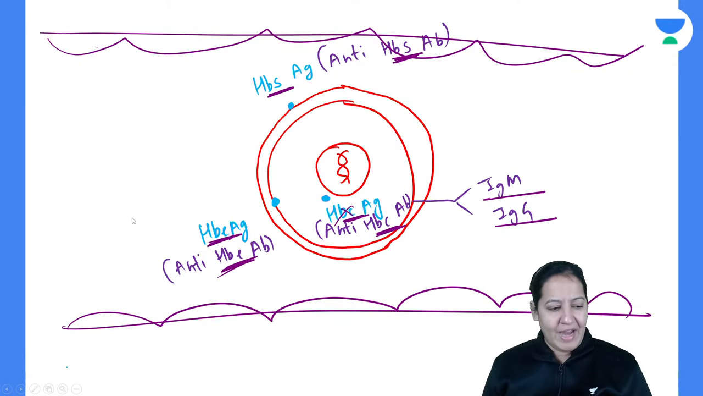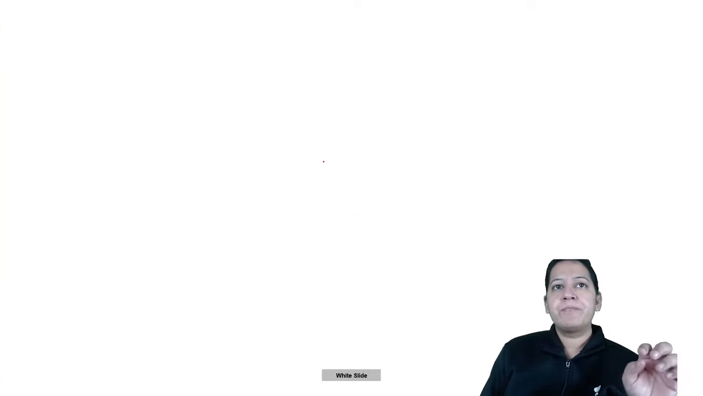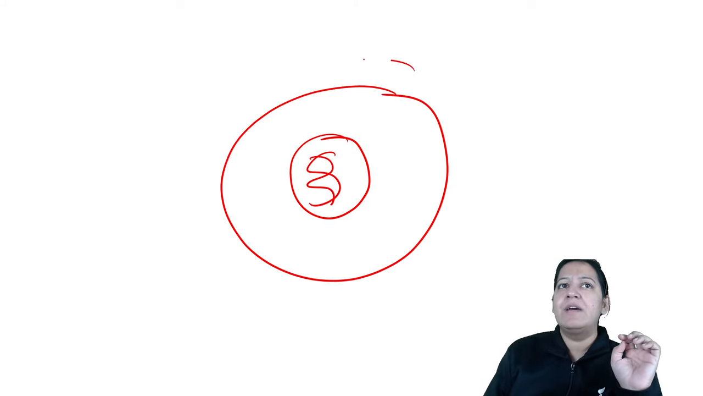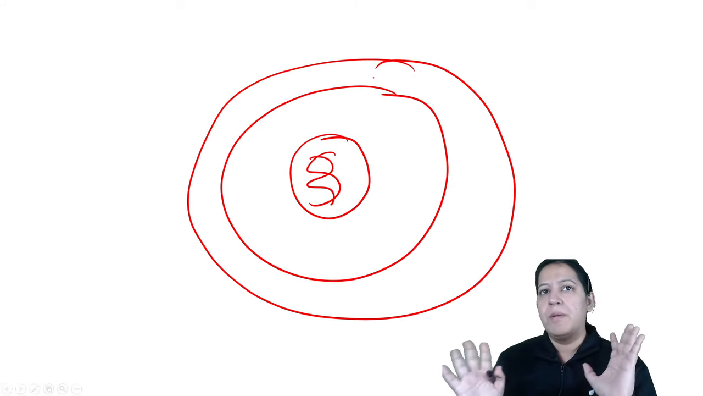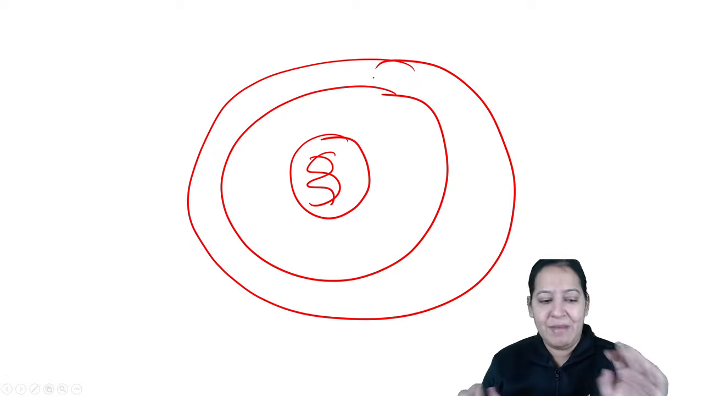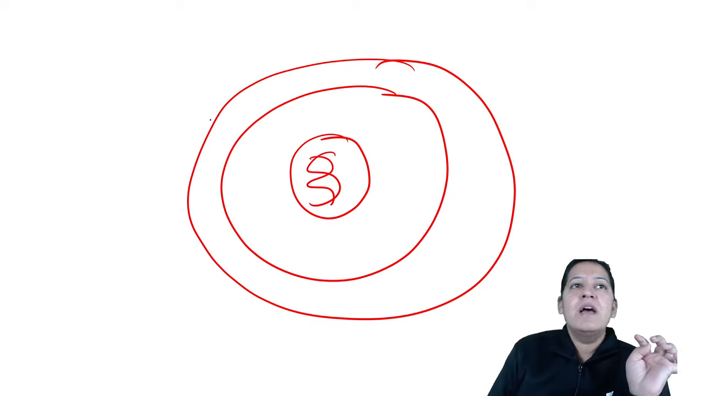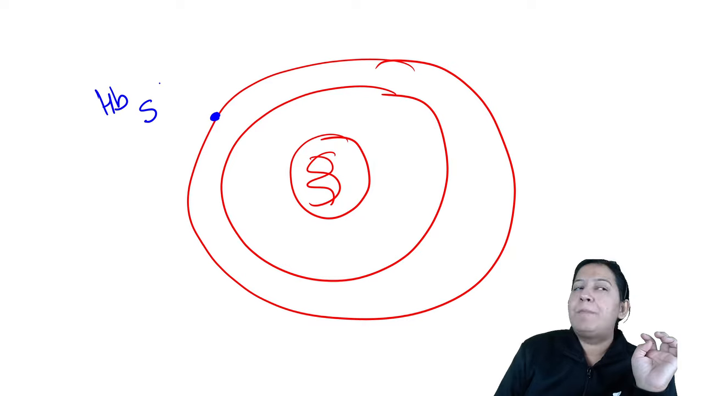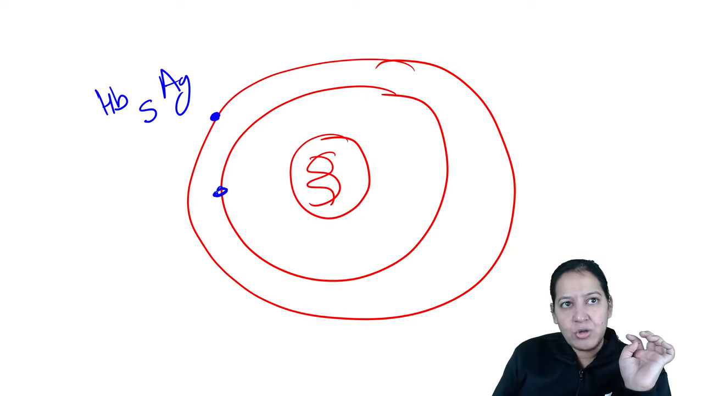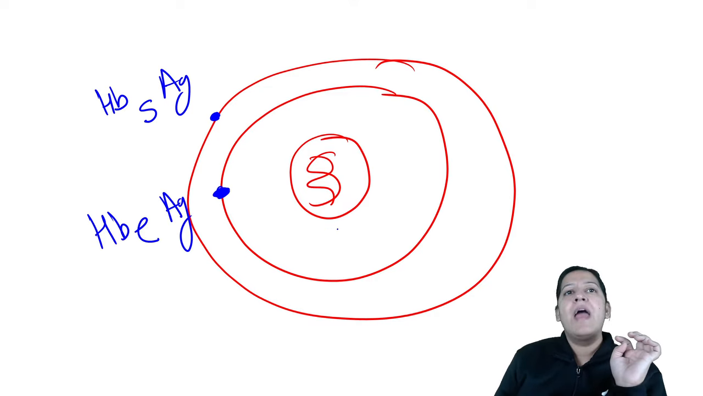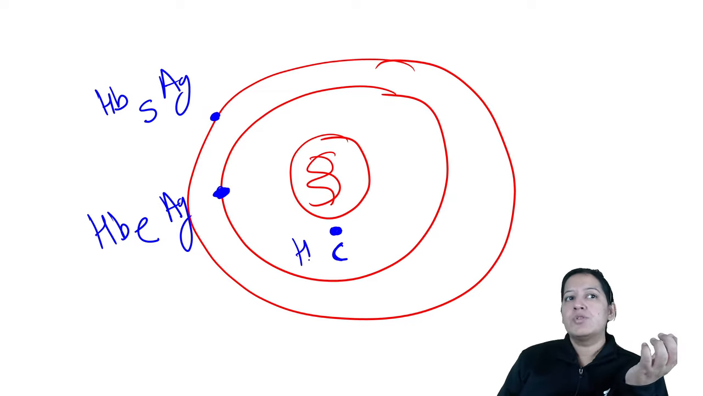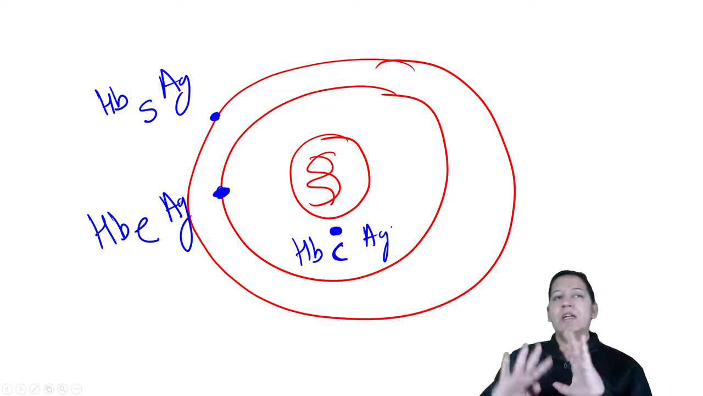Okay, the final diagram I would like to draw here. This is the double-stranded DNA, this is the nuclear membrane, this is the capsid, and this is the envelope. This is the diagram of the hepatitis B virus particle, right? Now, how many antigens are present? One antigen is on the outer surface, the hepatitis S antigen. The second antigen is on the envelope, E for envelope, the hepatitis E antigen. And the third is inside the virus, C for core, the hepatitis C antigen. So 3 antigens are present on the virus.